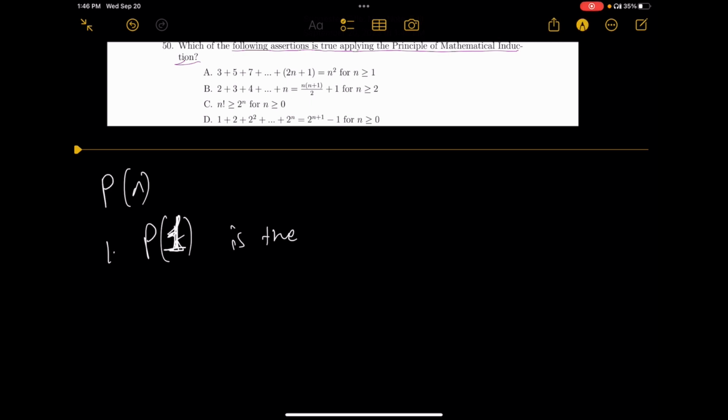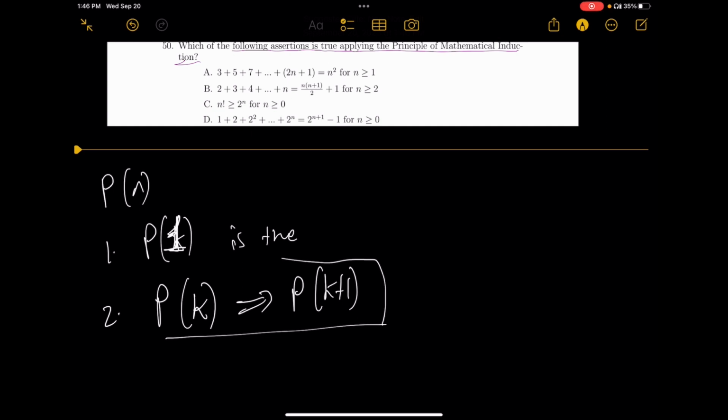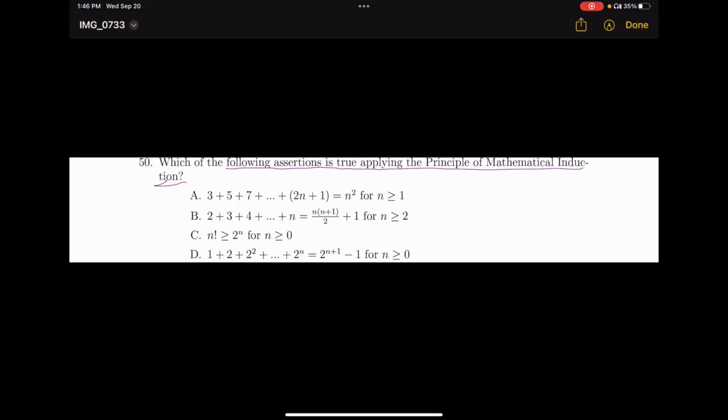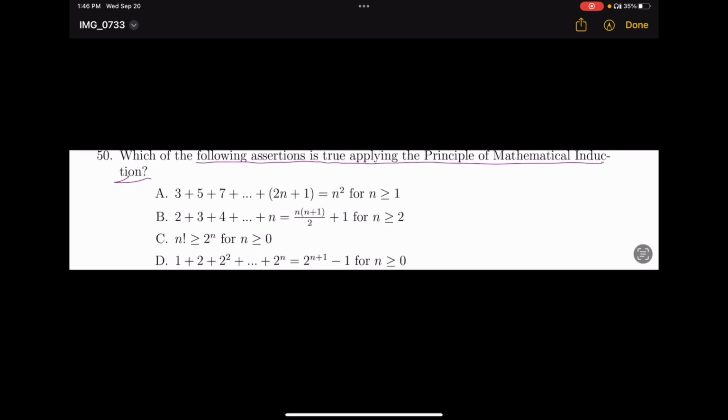So you check if p of 1 is true. Then you check the implication. If p of k, you assume that p of k is true, which you got the induction hypothesis. And if p of k is true, you try to prove p of k plus 1. Okay, if you can prove this second assertion, then p of n is true for all natural numbers n. Okay, this is what we call the principle of mathematical induction. Okay, anyways, now የመጀመሪያውን እንመልከት.